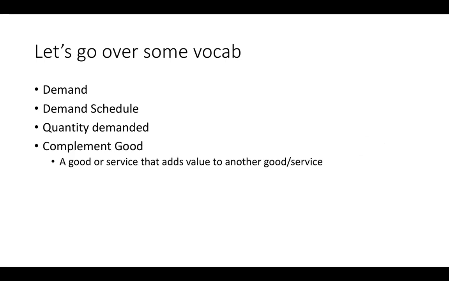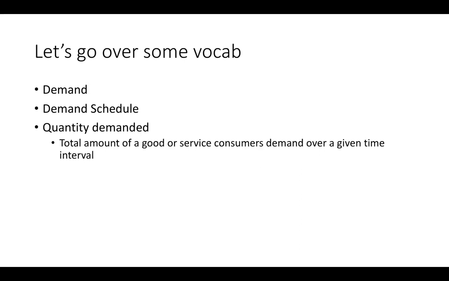Okay, so a complement good in this module is a good or service that adds value to a second good or service. In this case, a complement good would be hot dogs and hot dog buns. It would be hamburgers and ketchup. It would be a second shoe, one shoe and having the second shoe. So these are goods or services that complement or go along with another to boost the value for both.